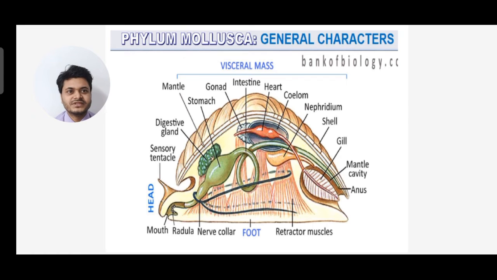The stomach is given, the gonads, the intestine, the heart, the nephridium, the shell, gills, mantle, anus. Everything is given: mouth, radula, nerve collar, foot, retractor muscles. There is a diagram.